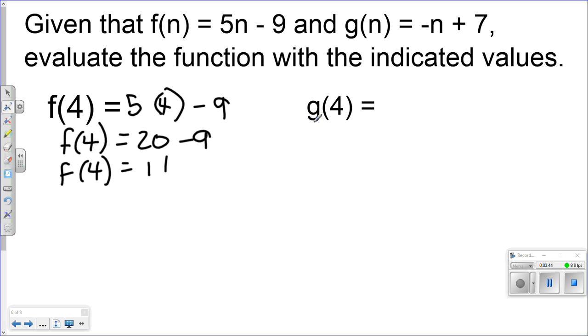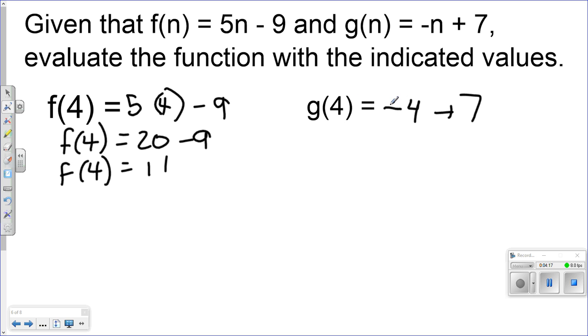Now, in this particular problem, we're being given g of 4, so we know that we have to come to this function over here for guidance on how to handle that input. So 4 is no longer going into the f function because it's not f; it's going into the g function. It's just a way for us to distinguish between different functions. So let's take the time to substitute here. 4 goes into the function, so we end up with the opposite of 4 plus 7.